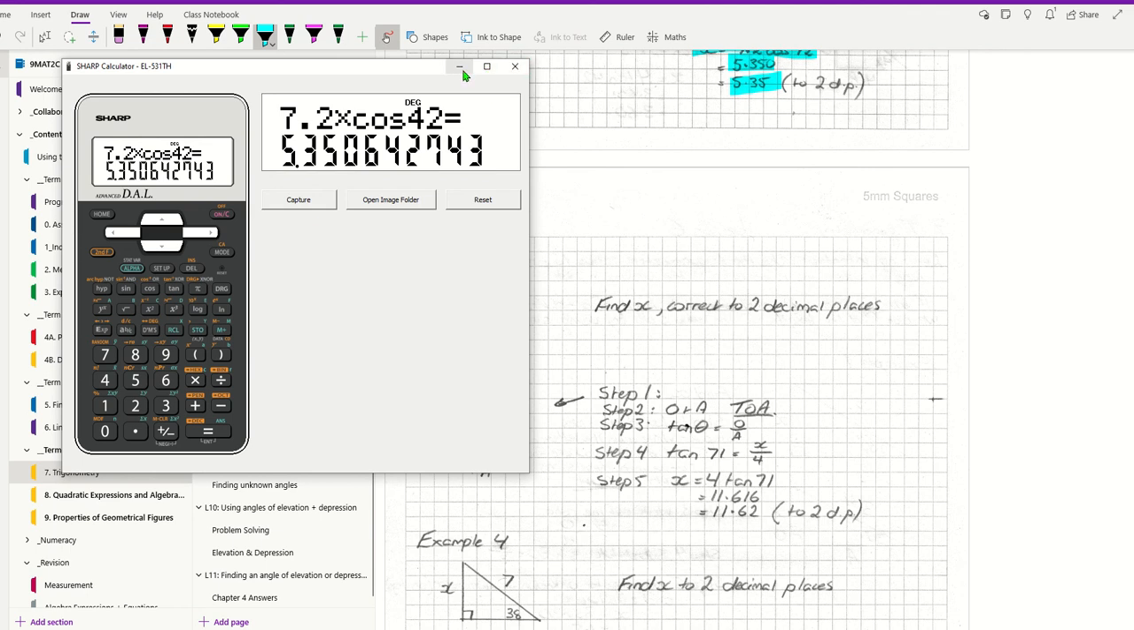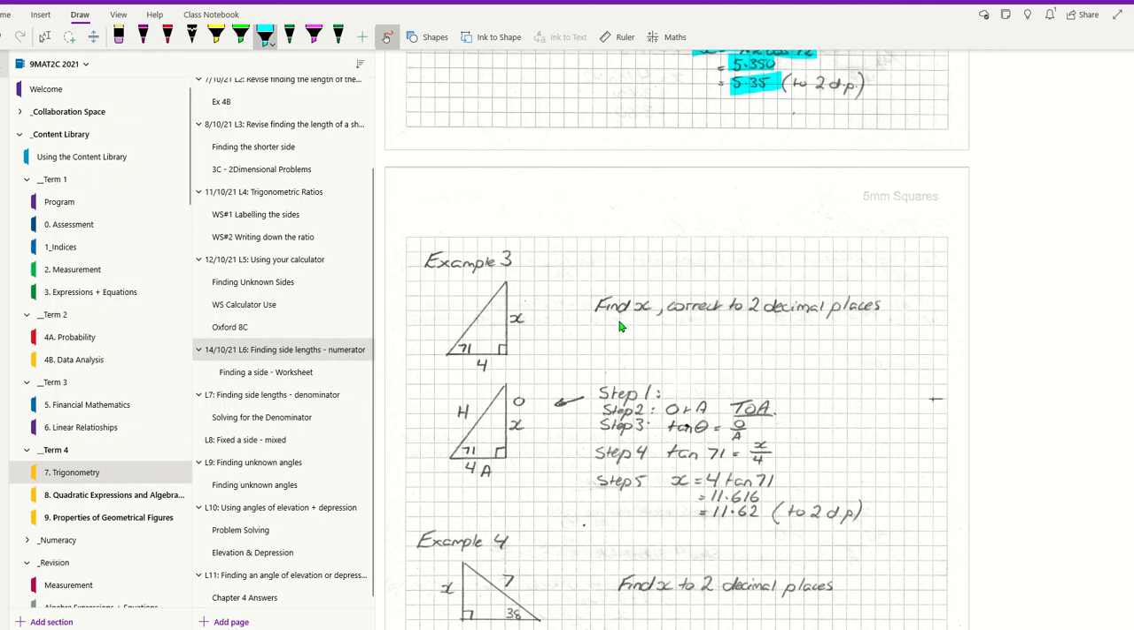All right, having a look at our next one. Find X correct to 2 decimal places. Having a look at what we've got, we have got a X here we're trying to find. We've got an angle down here of 71 and we've got 4 across here. We want to label the side. So opposite the right angle is H. Between the angle and the right angle is A, and the other one is O.